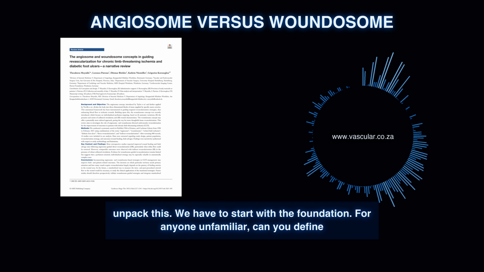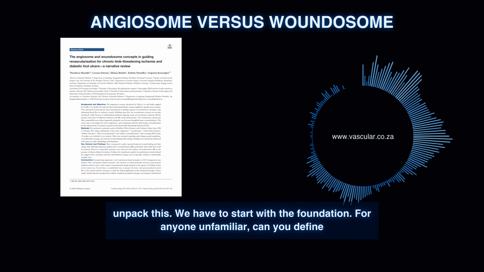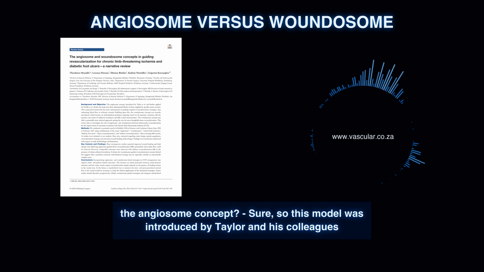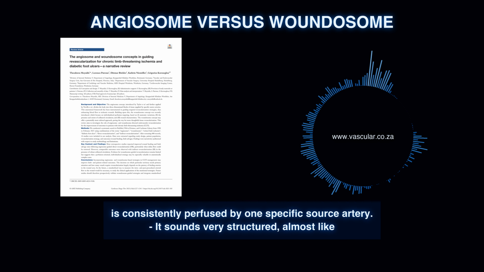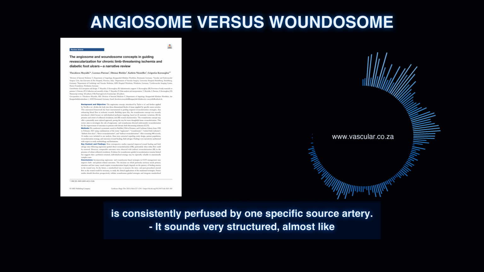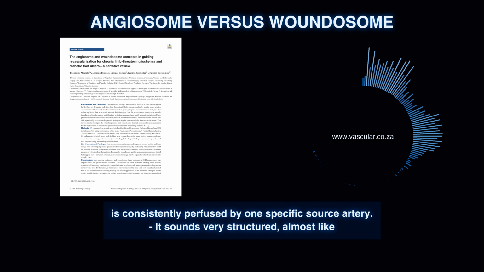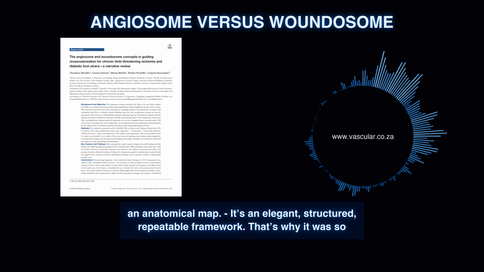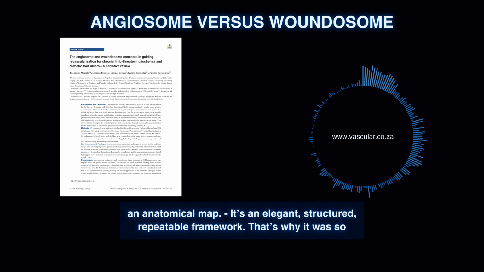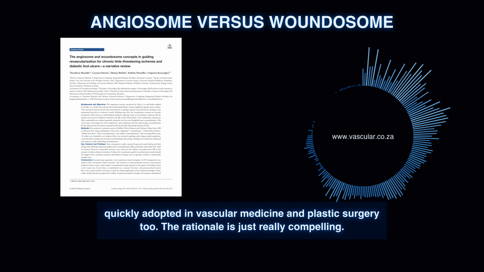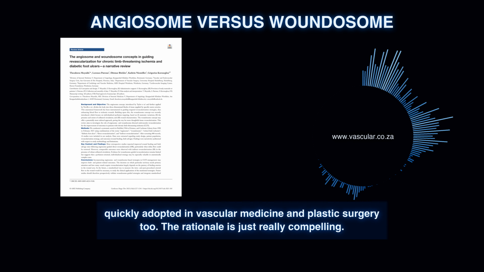Okay, let's unpack this. We have to start with the foundation. For anyone unfamiliar, can you define the angiosome concept? Sure. This model was introduced by Taylor and his colleagues, and it divides the body into these three-dimensional blocks of tissue. Each of these blocks is consistently perfused by one specific source artery. It sounds very structured, almost like an anatomical map. It's an elegant, structured, repeatable framework. That's why it was so quickly adopted in vascular medicine and plastic surgery, too.